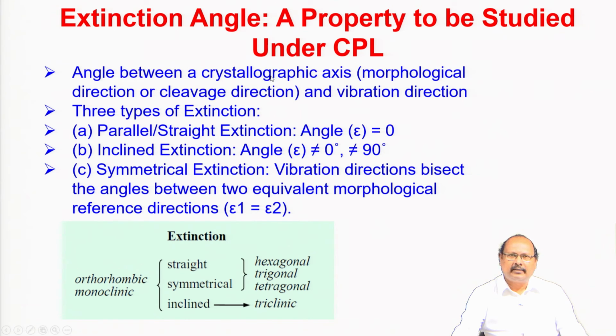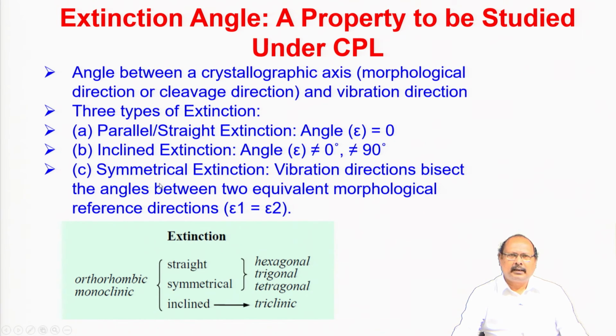And the crystallographic axis is essentially defined by the morphological direction of the crystal, the long orientation, or if cleavages are present, the cleavages are essentially parallel to the crystallographic axis, they will define this as an indicator of a crystallographic axis. There are 3 types of extinction we know about. When the extinction angle is 0, we call this parallel or straight extinction. When the extinction angle has a non-zero value, we call it an inclined extinction.